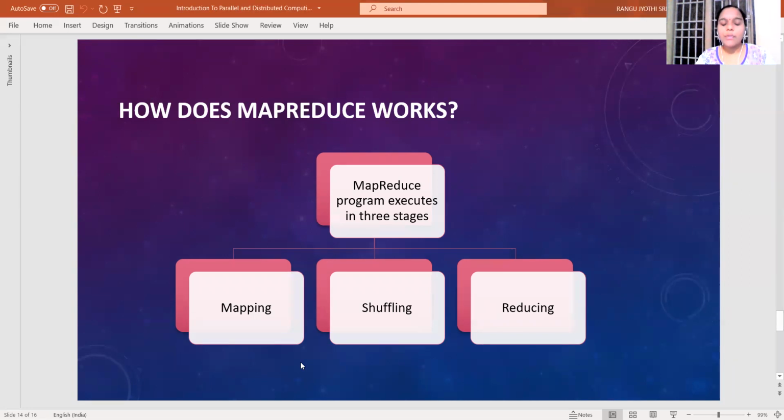Next, after dividing that data into small chunks, it will move the data to the shuffling phase. Now let us understand what actually happens in the shuffling phase.